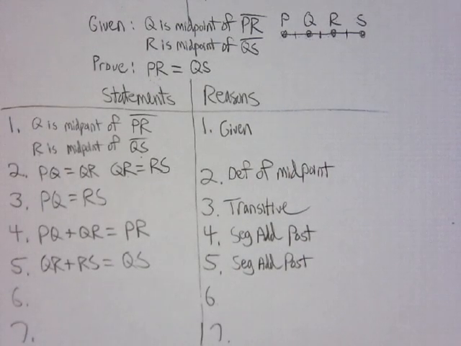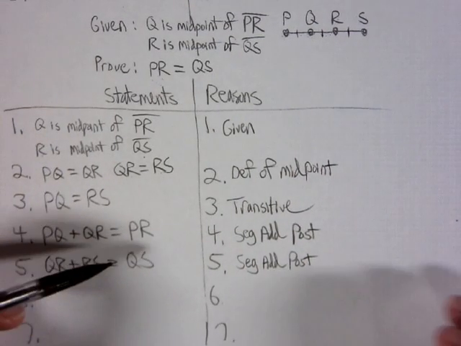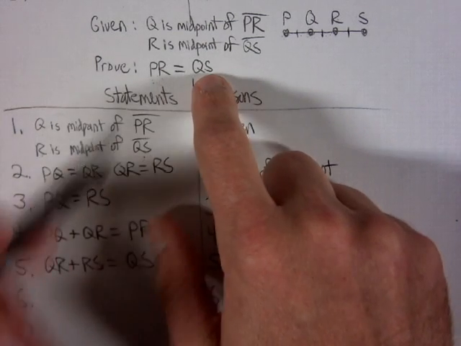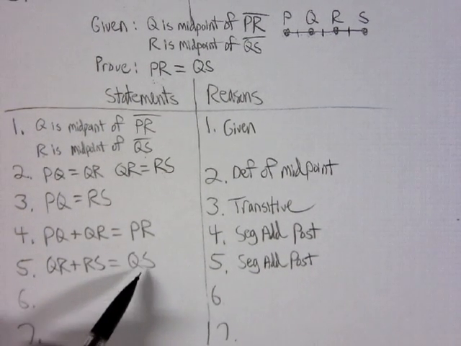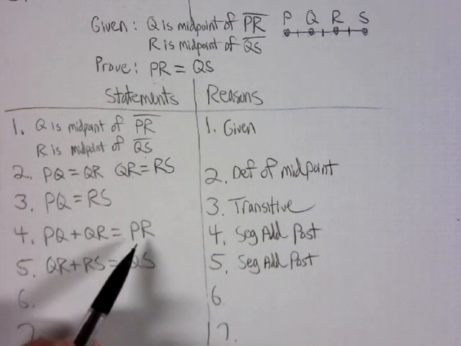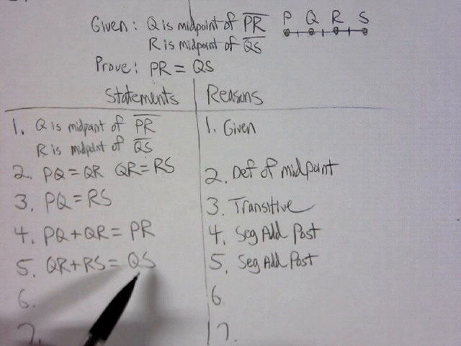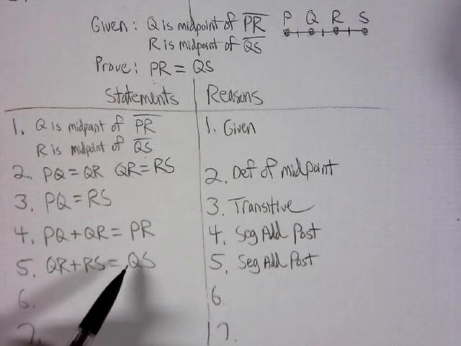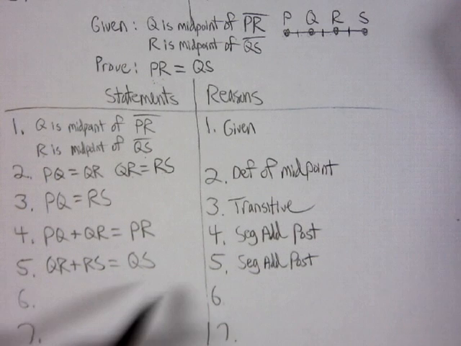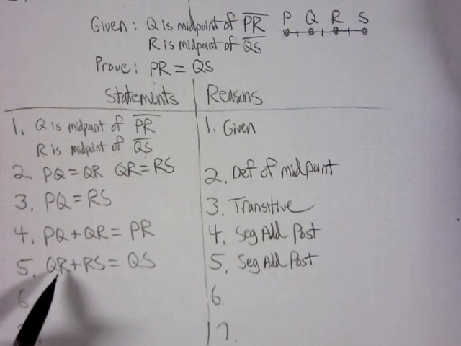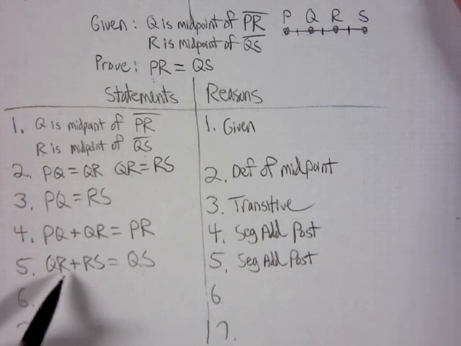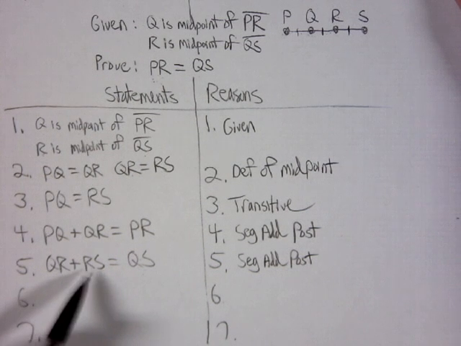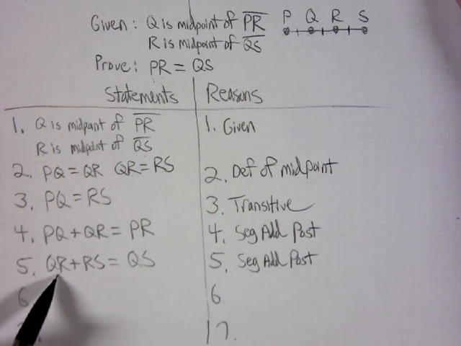Now my task becomes, okay, I've got PR and QS in here. Now I just need to get them in the same equation somehow. There's got to be some way that I can get PR and QS into the same equation. So we have to think about how this can work just a little bit. Let's focus on this statement right here: QR plus RS equals QS. Now look at this part of it, QR and RS.